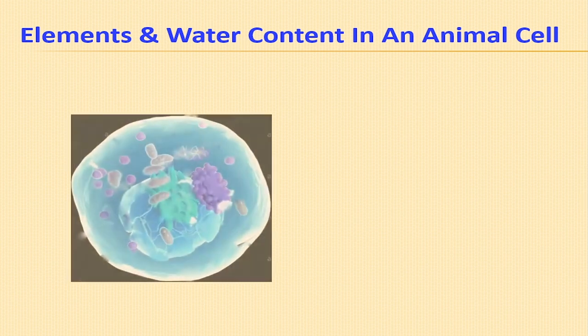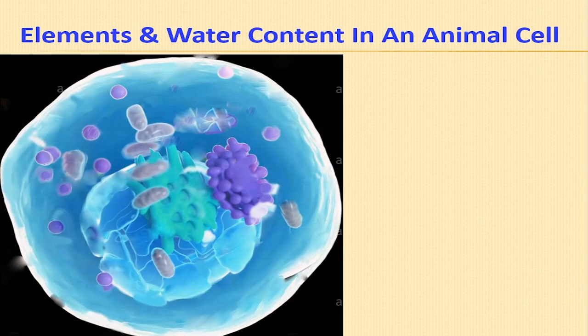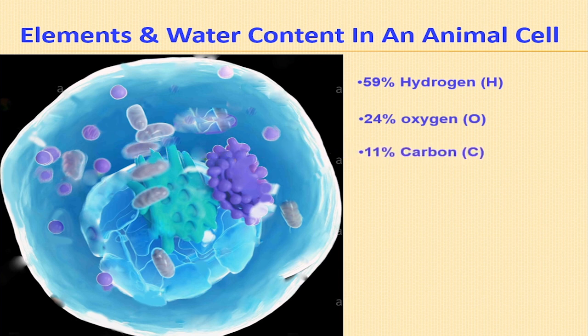So in this slide we will see elements and water content in an animal cell. Let's suppose this is a living animal cell. We will see what types of elements are there and the specific concentration of each element in this living cell. If we see this animal cell, you will find 59% hydrogen in it, then you will find 24% oxygen. This cell contains 11% carbon and 4% nitrogen, and some minor concentrations of phosphorus and sulfur, and some other minor concentration elements are also present, composing only 2% of the total.